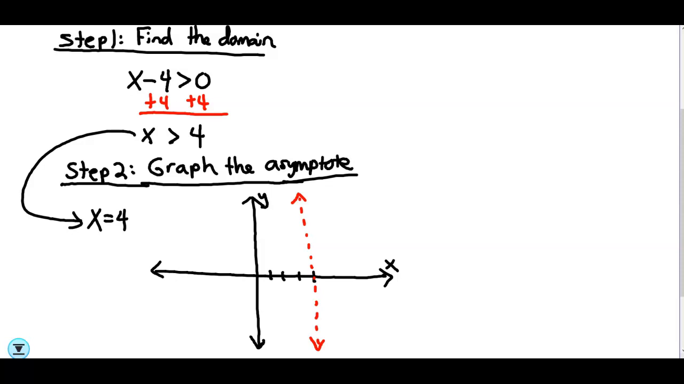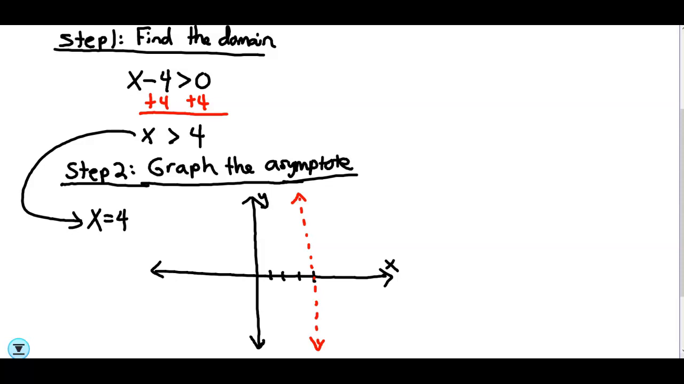Now let me ask you the question. If x is greater than 4, which side of this dotted line should my graph be on? The right side or the left side? The right side, because it's greater than 4. So my graph is going to be on the right side of that dotted line. It will not exist on this left half of the graph. Okay. So step 1, find your domain. Step 2, graph that as an asymptote.